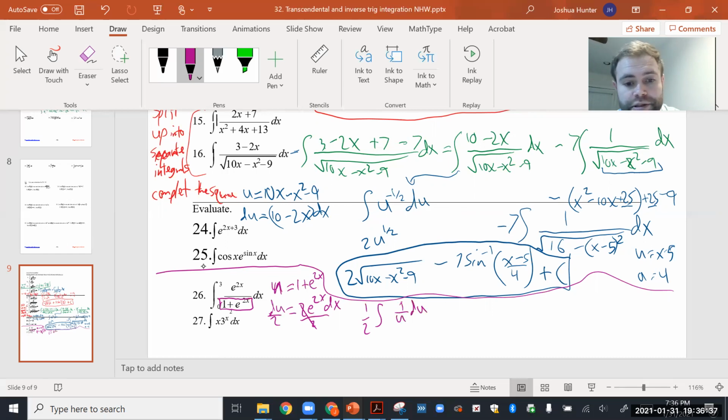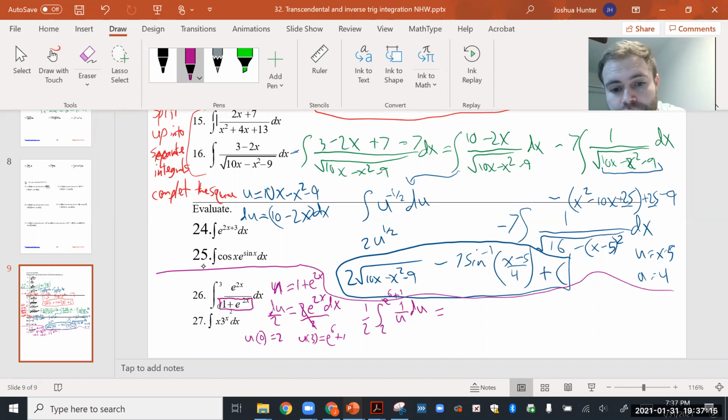Okay, we need to also replace our limits now. So u of 0, well, that would be e to the 0, which is 1. So 1 plus 1 is 2 for the new lower limit. And then u of 3 would be e to the 6th plus 1. So e to the 6th plus 1 is the new upper limit.